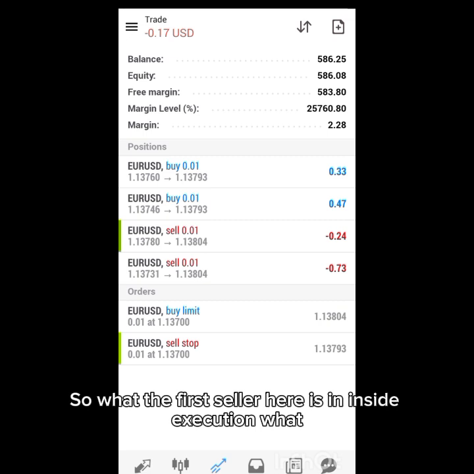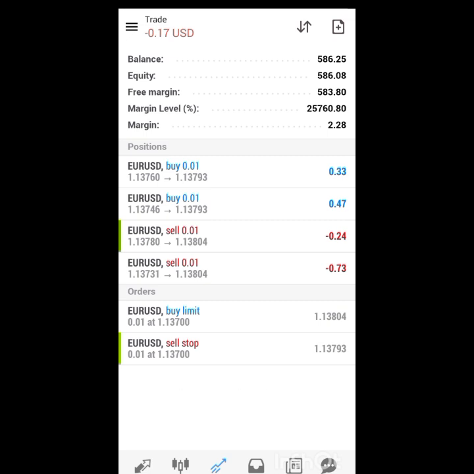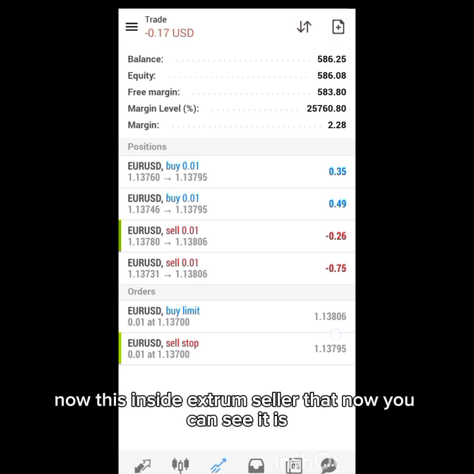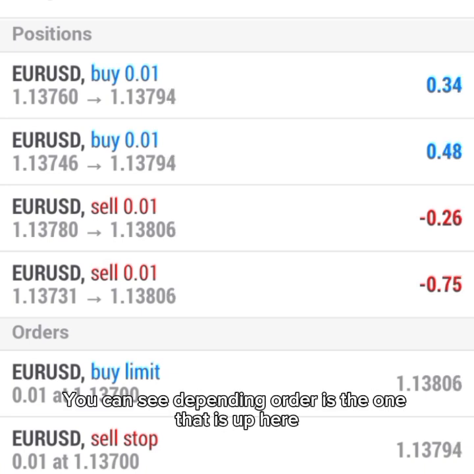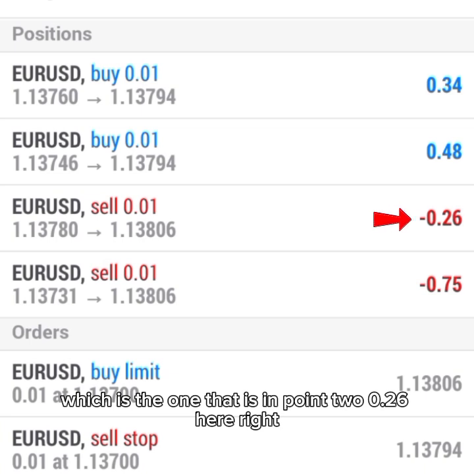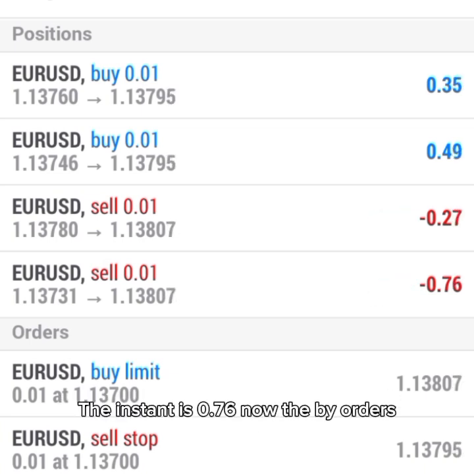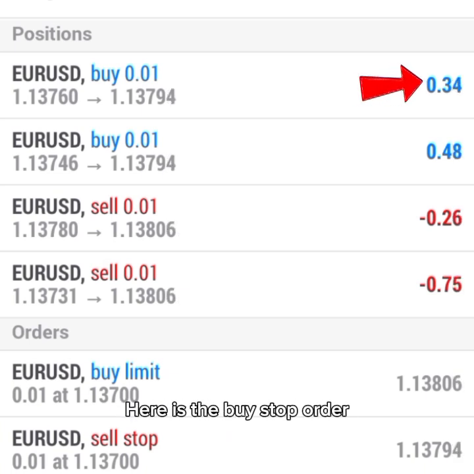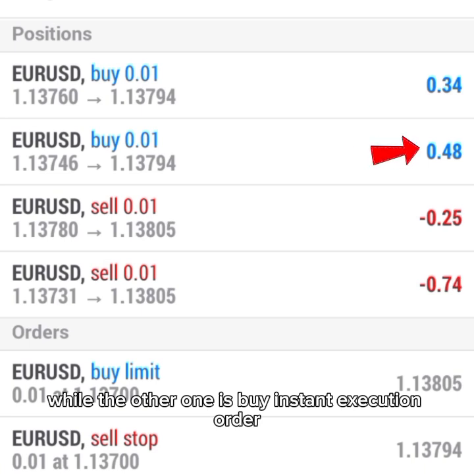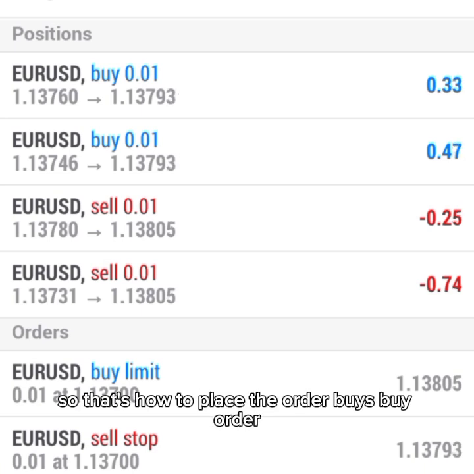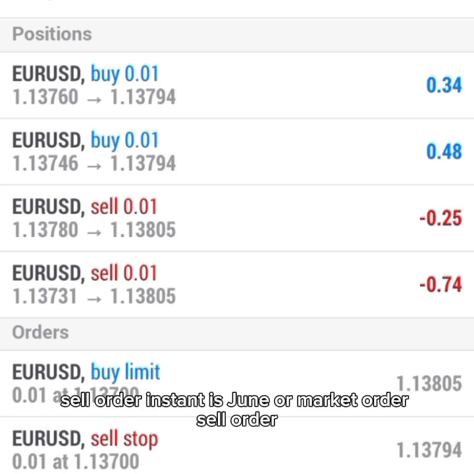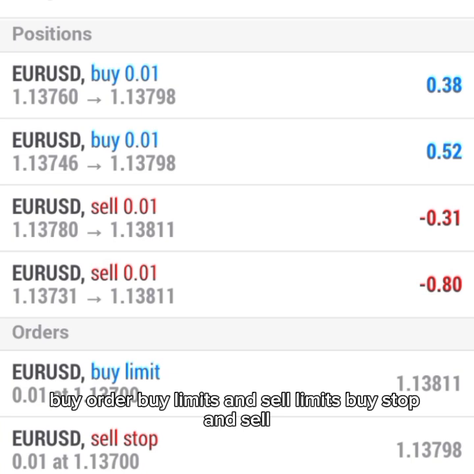The first sell order here is the instant execution, and now this instant execution sell order, you can see it is not as good as the sell limit pending order. You can see the pending order is the one up here, which is at 0.26, right? The instant is 0.76. Now the buy orders, the buy that is less in value, which is the one at the top here, is the buy stop order, while the other one is this buy instant execution order, because we bought it instantly at a better lower price. Okay, so that's how to place the order types: buy order, sell order, instant execution or market order, buy limit, sell limit, buy stop and sell stop.